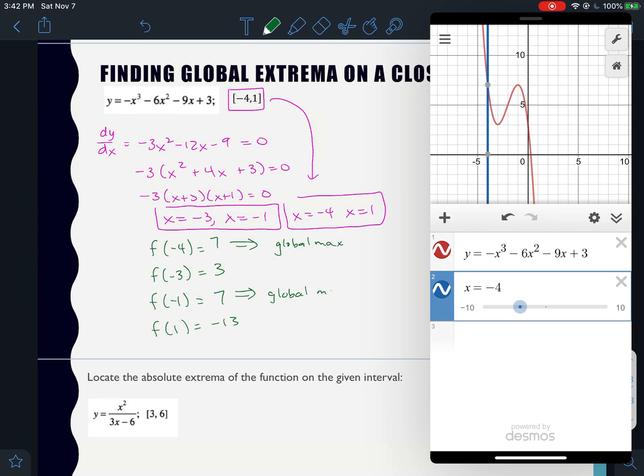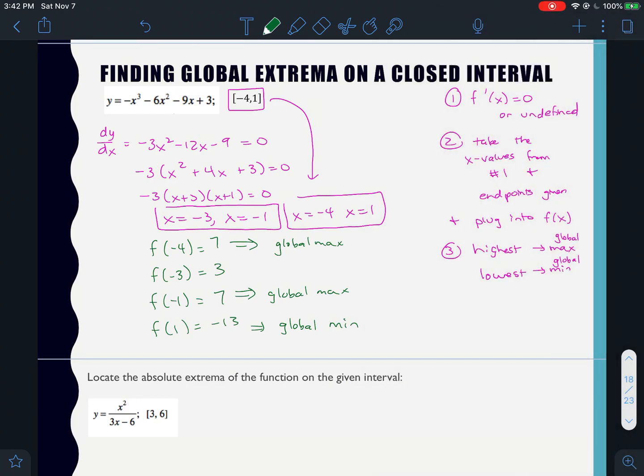So I get global maximums when the height is 7. So this is a global max and a global max. So my global max is 7, the height of 7. And then my global min is -13. That is the lowest that the graph will go.